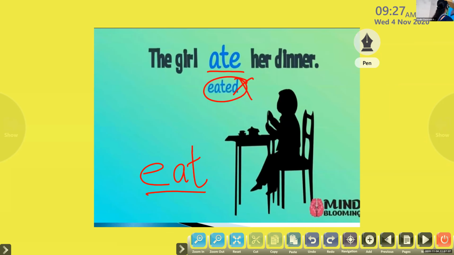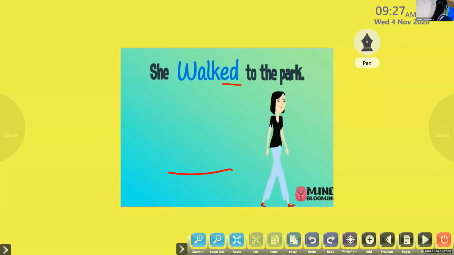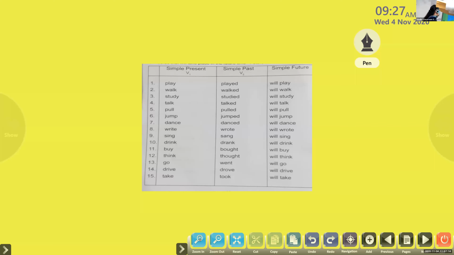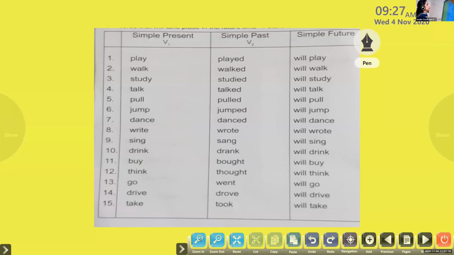Okay, now we'll move on to the table. The table is very, very important. I've asked you to learn it. So have all of you learned this table, children? Yes? All of you? As I've already told you, this is the present tense form of the verb. The present tense: play, walk, study, talk, pull, jump, dance, write, sing, drink, buy, think, go, drive, take. All these are the present tense form.